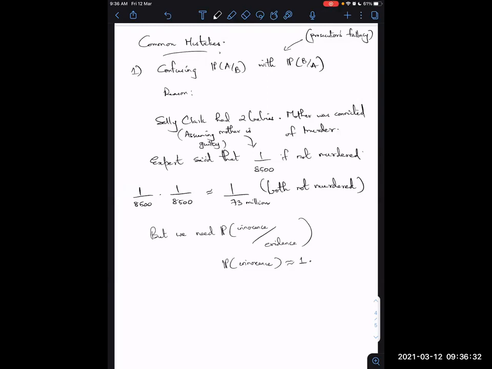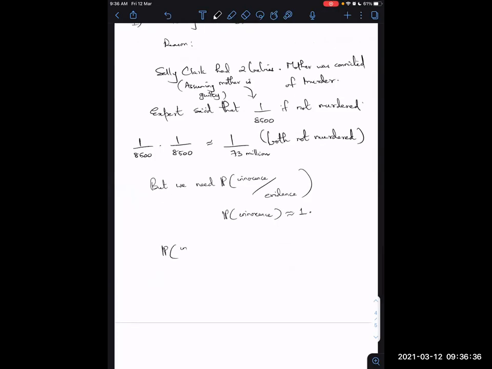Okay. So this is a look at the Bayes rule. In a sense, probability of innocence given evidence is what you need, and the probability of evidence given innocence times the probability of innocence, divided by the same factor plus the probability of evidence given guilty times the probability of guilty. So here, this 1 by 8,500 is the probability of evidence given guilty. That's what the expert actually said to the court.